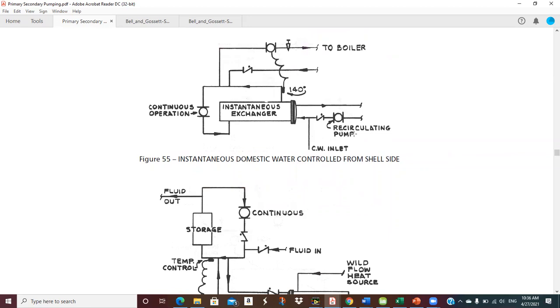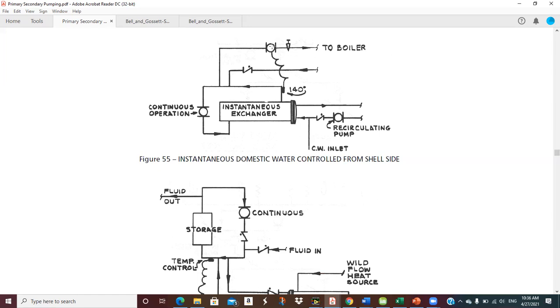Figure 55, instantaneous domestic water controlled from the shell side. So this is where you just make hot water when you need it, okay? And so this is my circulating water pump. So I've got hot water in this system. I'm circulating it back. I've got some cold water makeup, pressure falls. We bleed the cold water in. It goes through the instantaneous heat exchanger. Looks like we're saying it's set on 140.